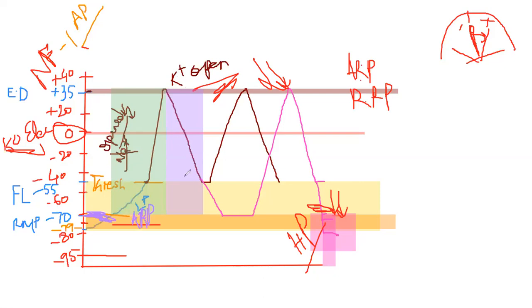But when you are in this purple part, you can generate another action potential in this region. But there is an exception, and the exception is the nerve fiber itself. You can do this when you are dealing with skeletal muscle, but you can't do this when you are dealing with a nerve fiber. Nerve fiber, one action potential at one time.